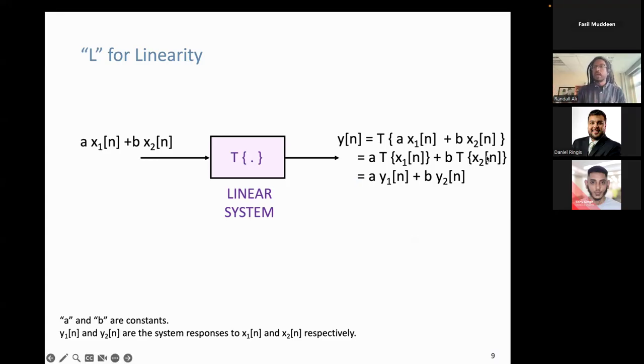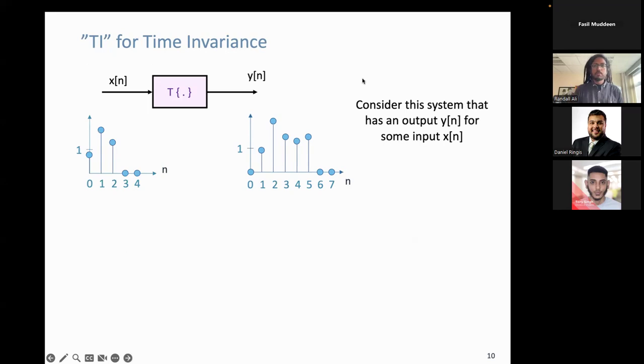And if I represent the transformation of x1 as y1, the output of the system due to input x1, and y2 as the output due to input x2, then I simply write it as such here. So basically all this is saying is that instead of this transformation acting on this entire sum here, I could decouple that into two separate outputs here. The sum of these two separate outputs that are scaled by A and B here. Okay, so that's essentially what a linear system does. And time invariant, which is probably a bit easier to understand here.